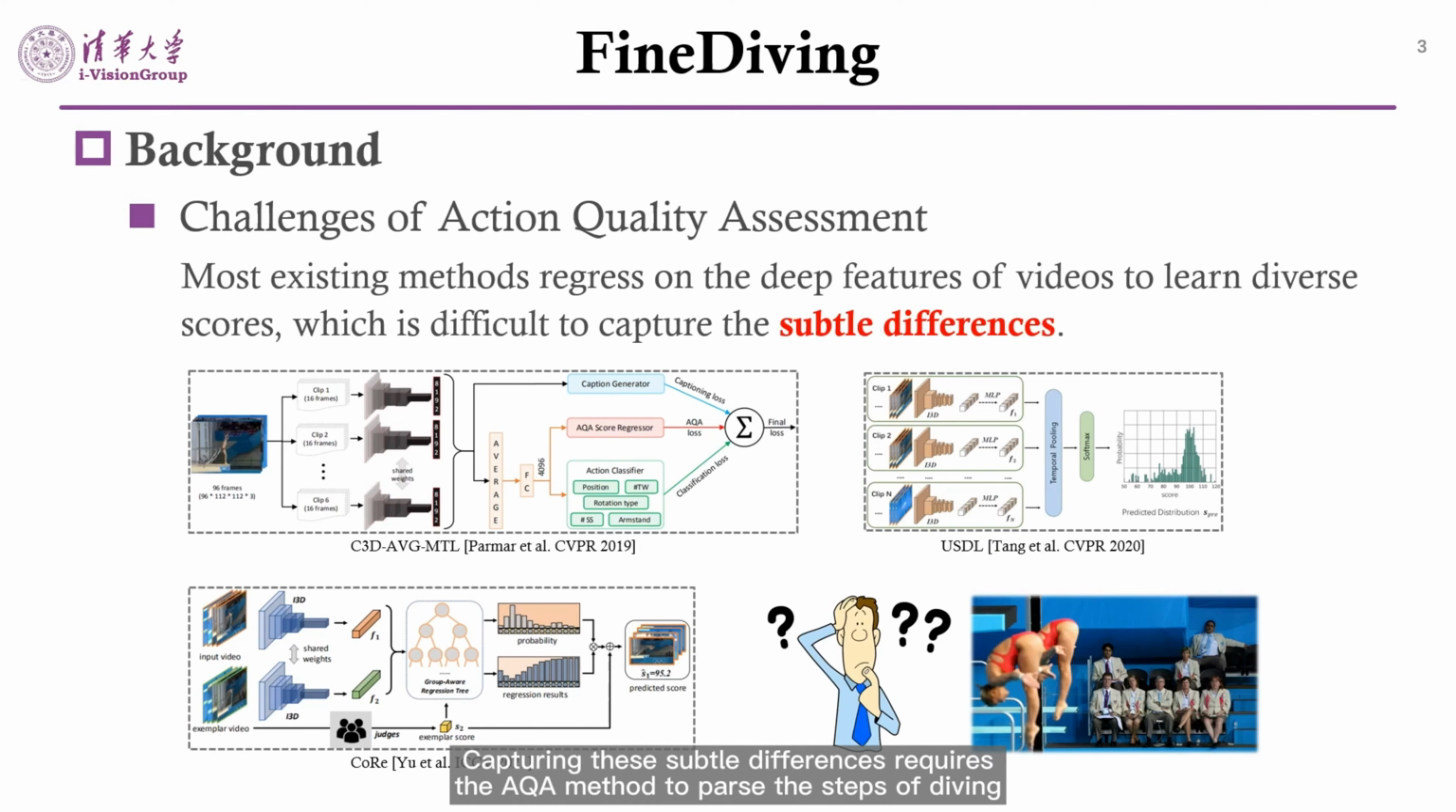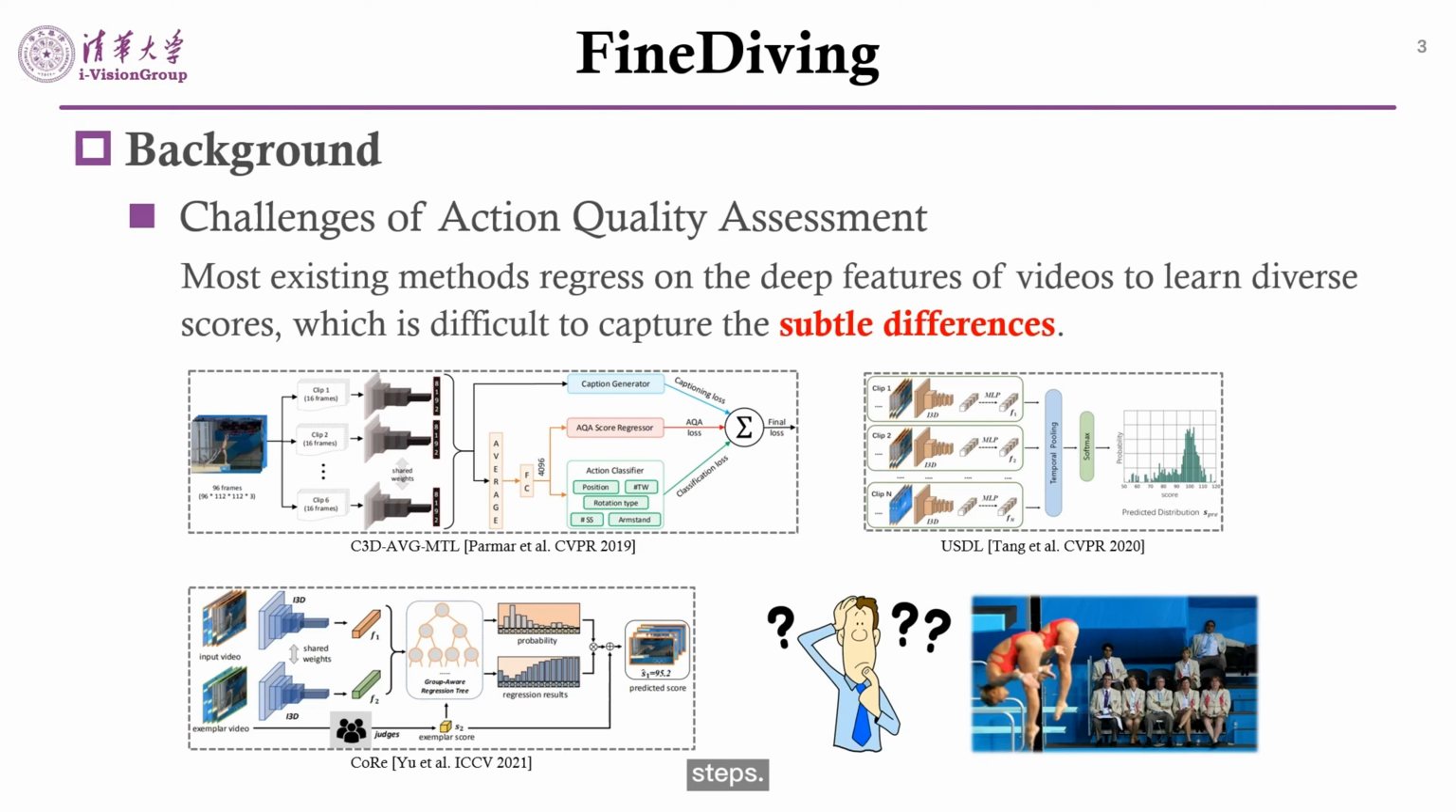Capturing these subtle differences requires the AQA method to parse the steps of diving action and explicitly quantify the executed qualities of these steps. However, most existing AQA methods regress on the deep features of videos to learn the diverse scores, which would be a confusing and non-transparent assessment of the action quality, since we cannot explain the final score via analyzing the performances of action steps.